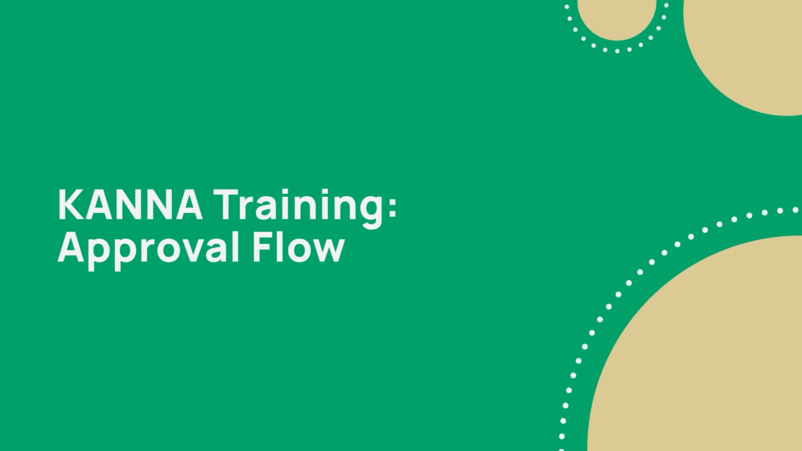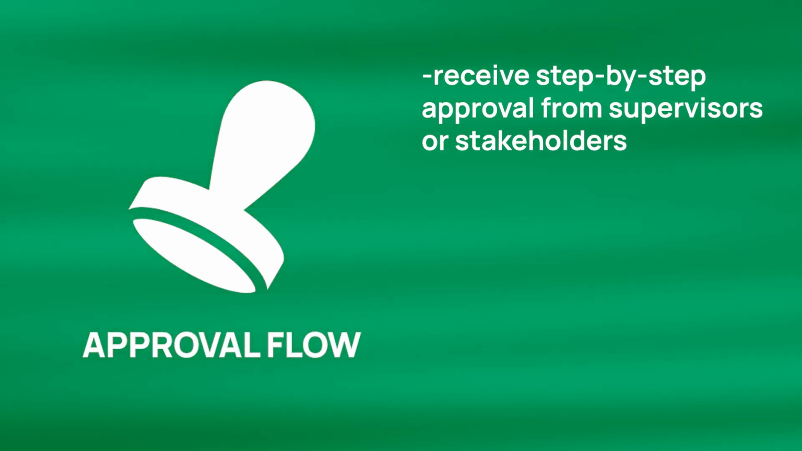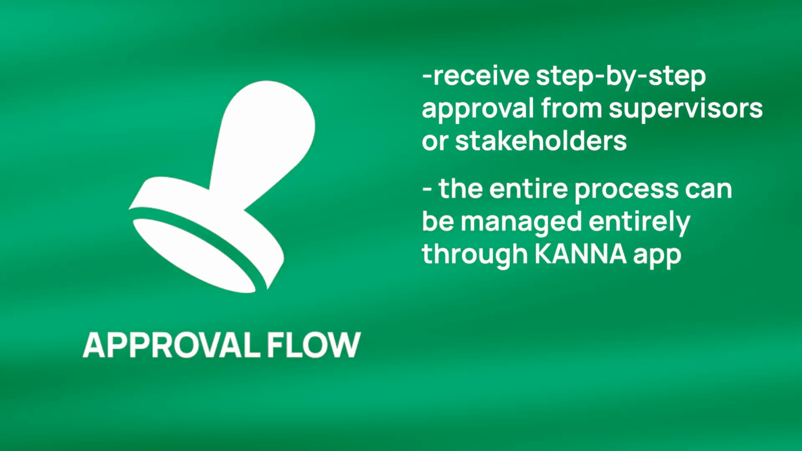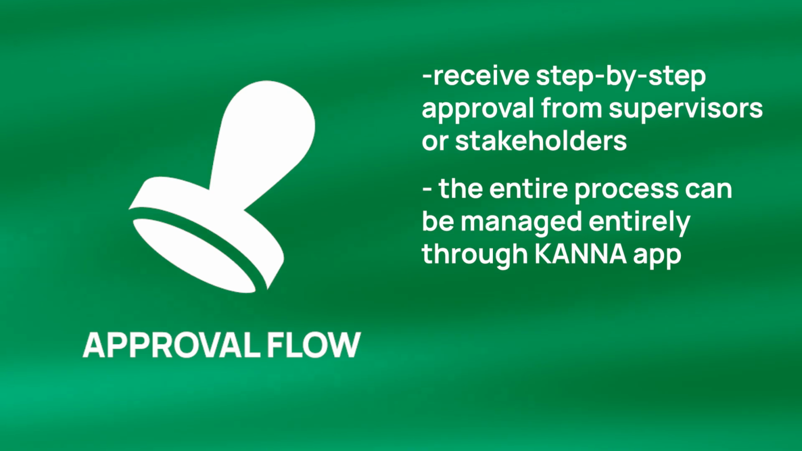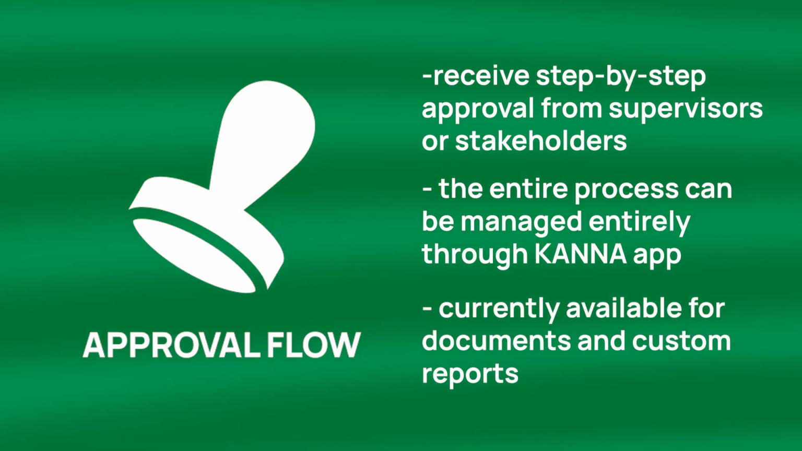In this video, we will be talking about one of KANNA's newest features, the approval flow. Before we begin, here is a quick explanation about what the approval flow feature is all about. This feature allows you to get step-by-step approval from supervisors or stakeholders for your documents and reports. The entire process, from application to approval, can be managed within the system, helping to prevent miscommunications and missing confirmations. The approval flow is currently available in two existing features, the Documents feature and the Custom Report feature.